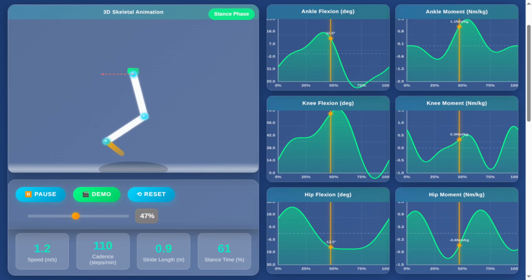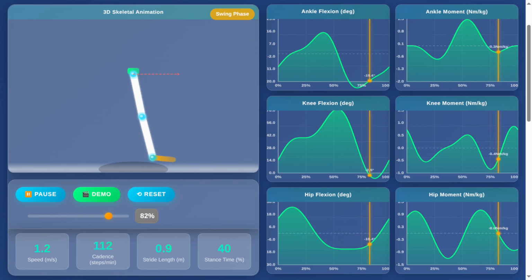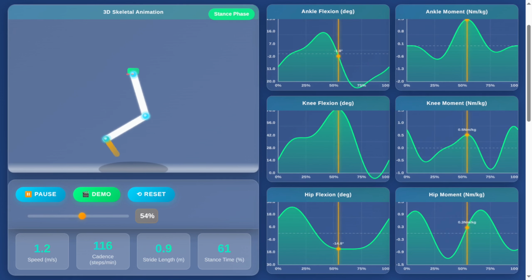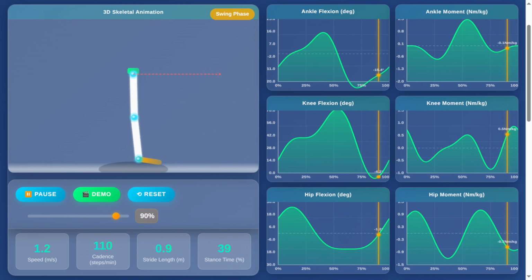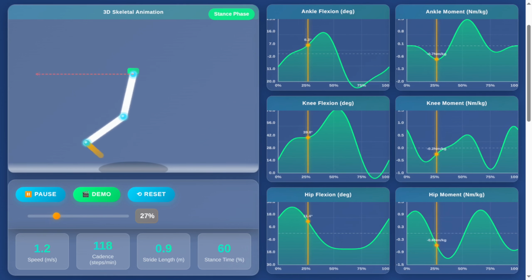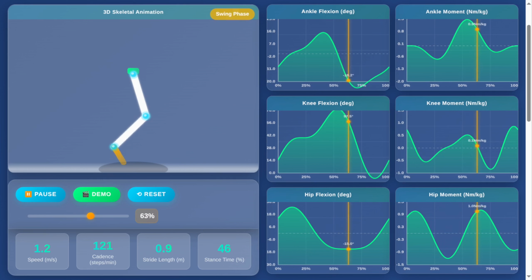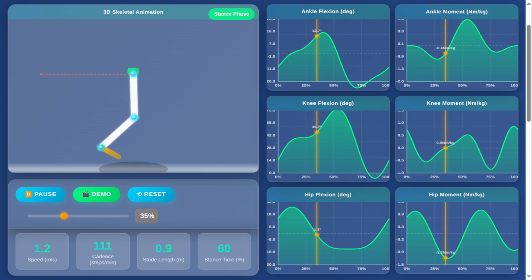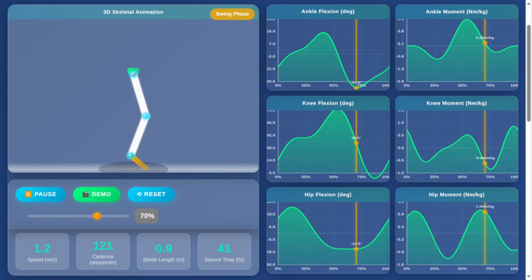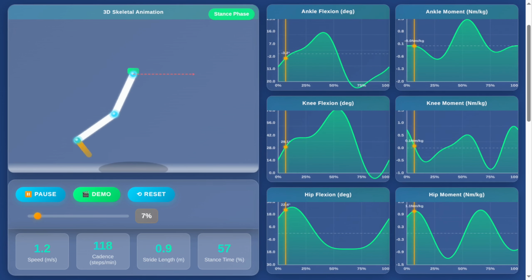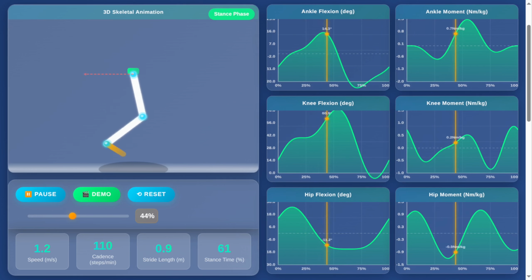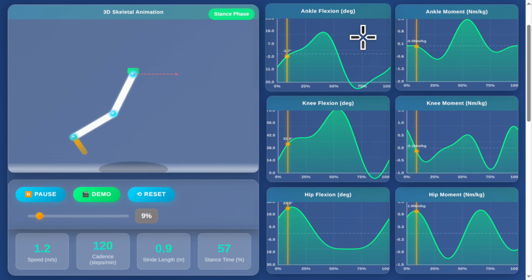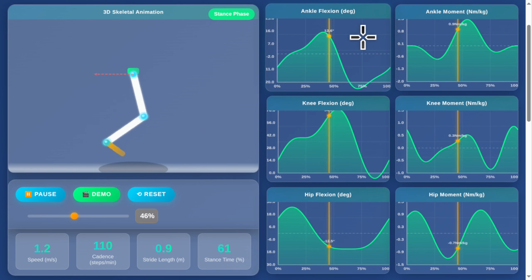Certainly. What we see here is a 3D skeletal animation of a leg, likely demonstrating gait analysis. This is a direct application of the motion example we just discussed. The graphs to the right, showing ankle flexion, knee flexion, and hip flexion, along with their corresponding moment graphs, are the helper tools or software assistants. They provide precise, quantitative data about the joint movements that a human eye simply cannot perceive accurately from just watching the animation alone. Okay, can you expand on that real quick?